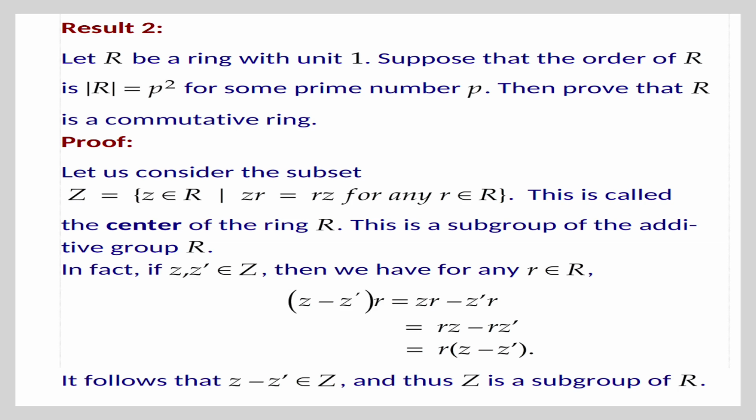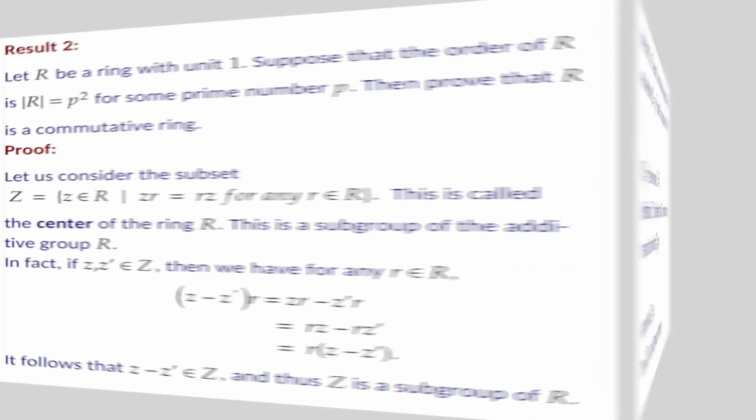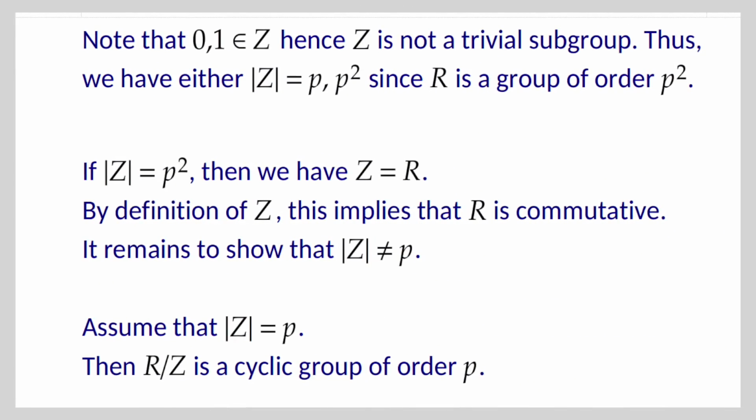This is called the center of the ring R. This is a subgroup of the additive group R. In fact, if z and z' belong to Z, then for any r belongs to R, (z − z')r equals zr − z'r, that is equal to rz − rz', that is equal to r(z − z'). It follows that z − z' belongs to Z and thus Z is a subgroup of R. Note that 0 and 1 belong to Z, hence Z is not a trivial subgroup.